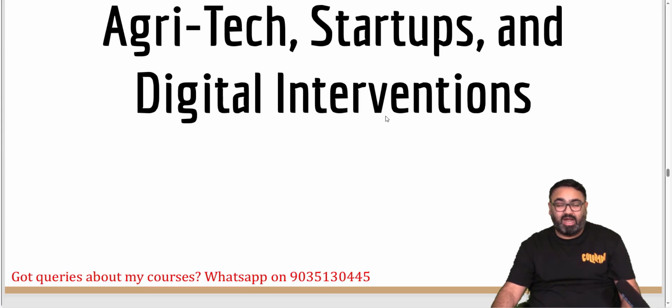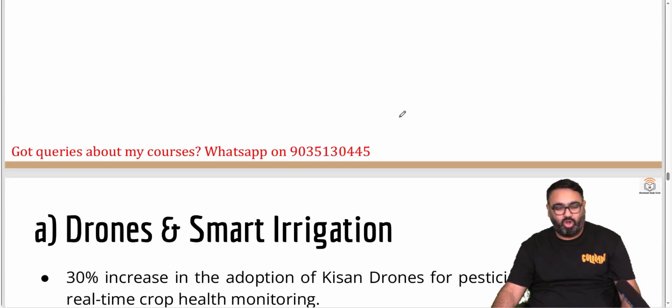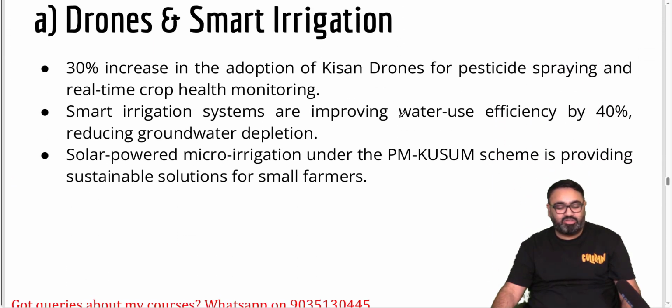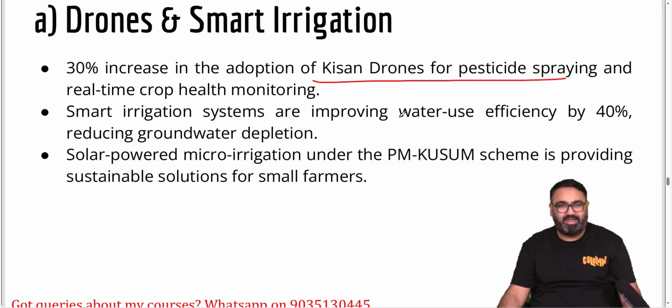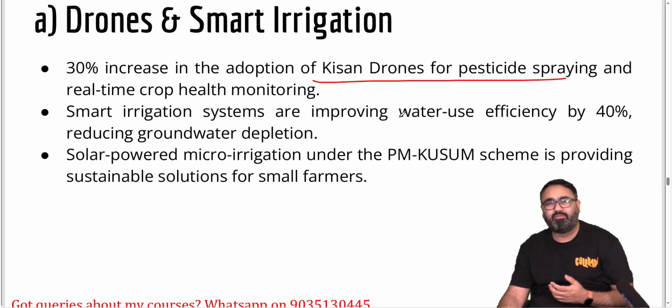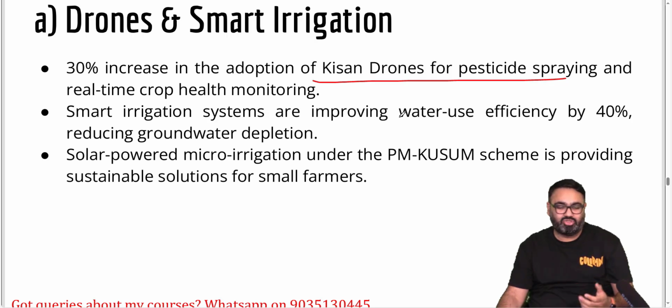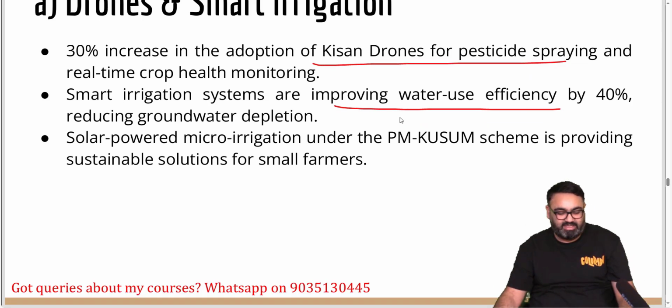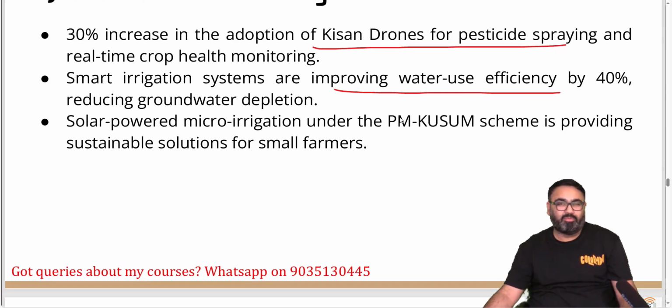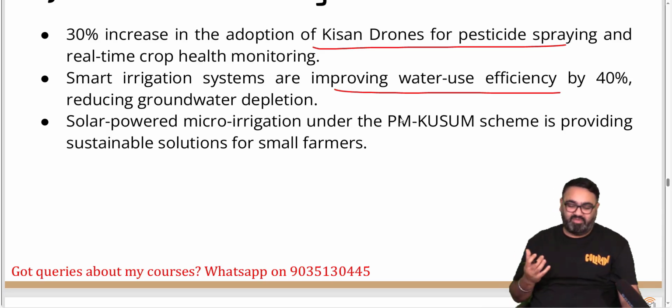At the same time, there are many startups in the agriculture field that are getting a lot of funding. This also is something that the Economic Survey talks about. It says that many technologies such as drones and smart irrigation are being deployed. We have seen a 30% increase in adoption of Kisan drones for spraying of pesticide, which is much more effective. It reduces the physical labor of the farmers also. Smart irrigation systems are used to have much better water efficiency. Their rate of adoption is increasing by 40%. When you have smart irrigation, you only use the water specifically for the plant and you reduce the wastage.